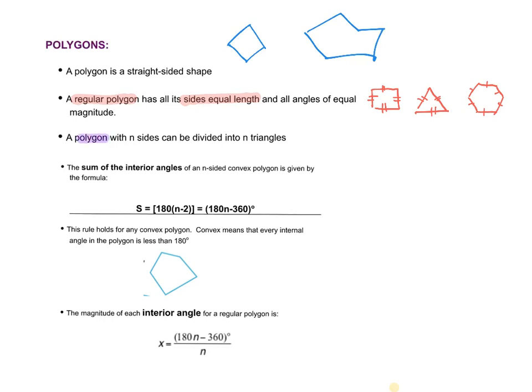Here it says the polygon with n sides can be divided up into n triangles. So let's have a look at the ones I just drew. How many sides does this square have? It has 4. So can you see, I can divide that up into 4 equal triangles? They're all the same sort of size, yeah?